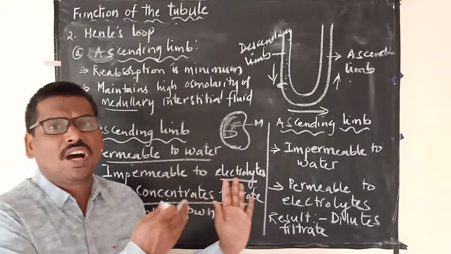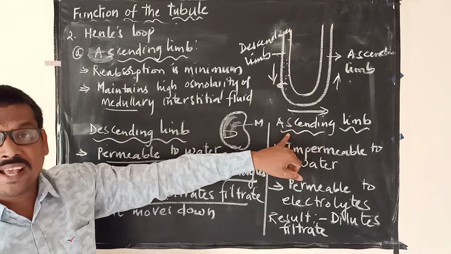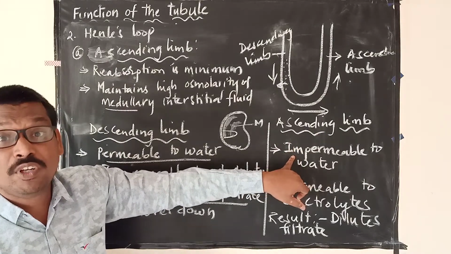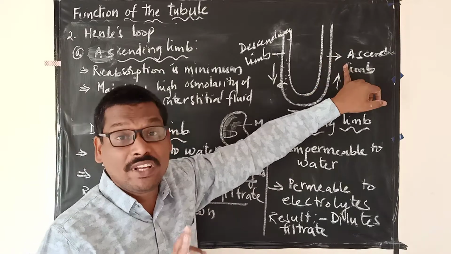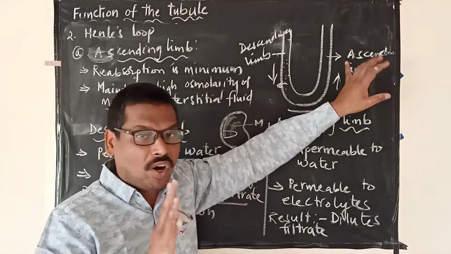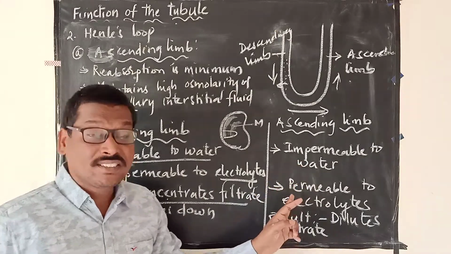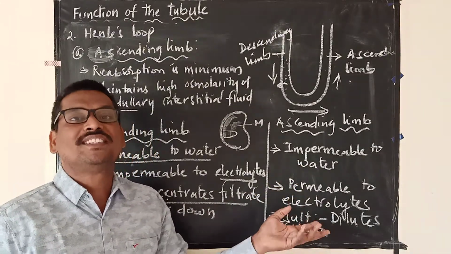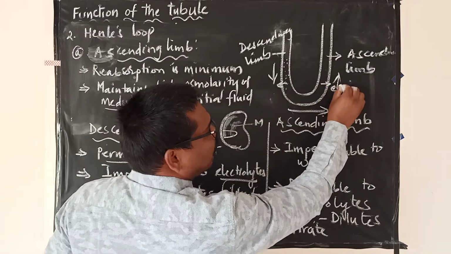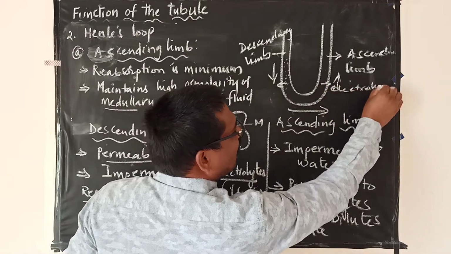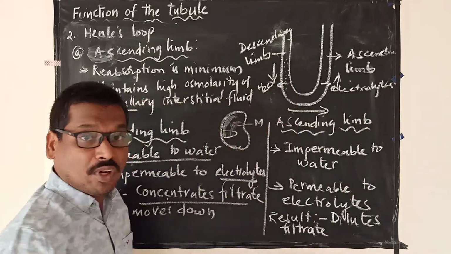This is just the opposite when it moves to the ascending limb. When you look at the ascending limb, it is impermeable to water, meaning this limb does not allow the water to be reabsorbed back. Water cannot be reabsorbed. But the electrolytes are permeable, meaning from here the electrolytes will be absorbed, okay? Electrolytes are absorbed.